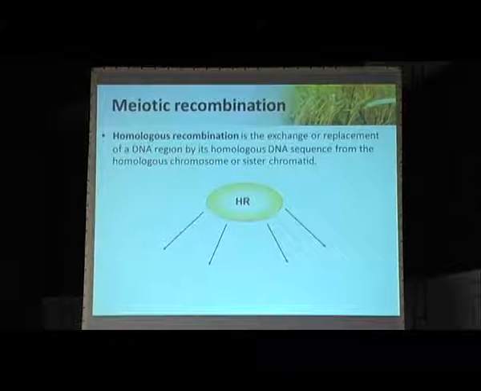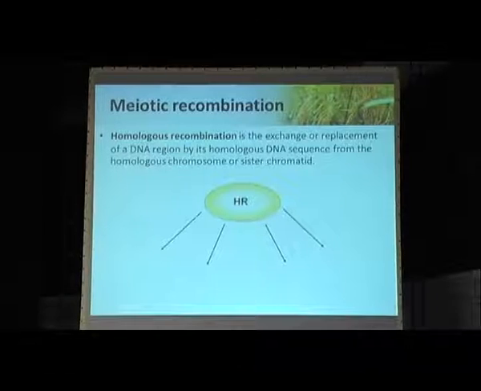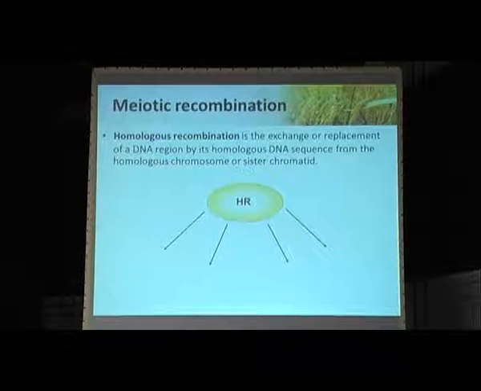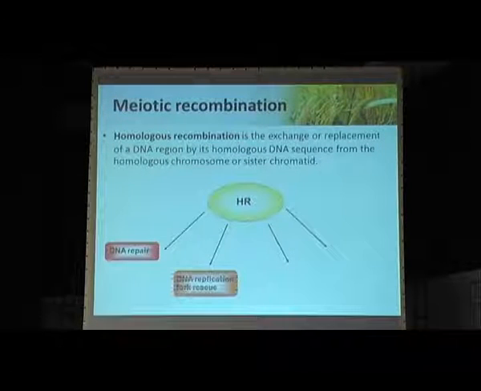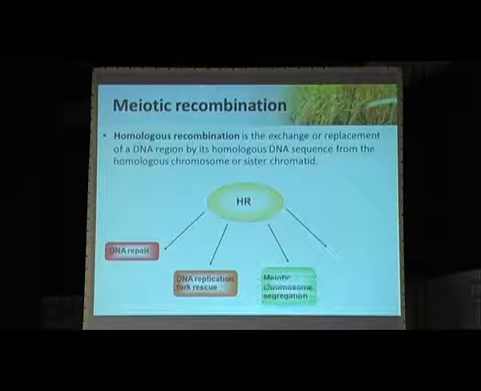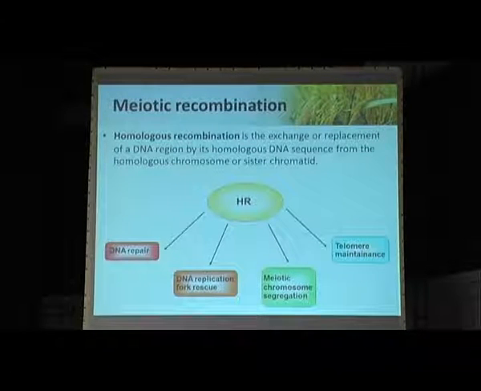The biological roles of homologous recombination can be divided into four areas. First, DNA repair. The second is DNA replication fork rescue. And the third is telomere maintenance. And the last one is meiotic chromosome segregation, which is the role our project will focus on.